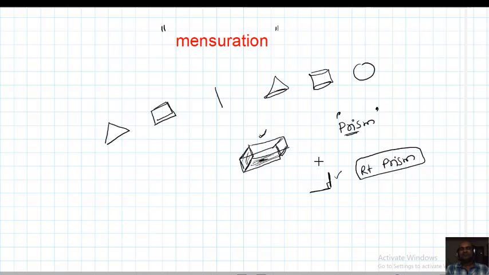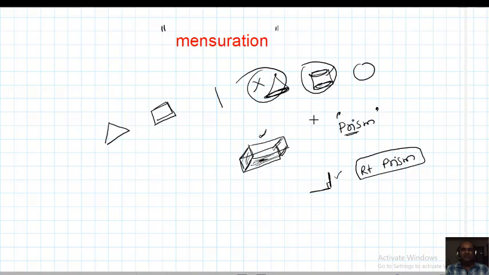So cuboid is a right prism. Cube is a right prism. Cylinder is a right prism. Cone is not a right prism. In a cone, the bottom is a circular disc and the top is a dot. They are not congruent. That's why cone is not a prism. Cylinder is a prism. See, two circular discs, parallel and congruent. So cylinder is a prism.